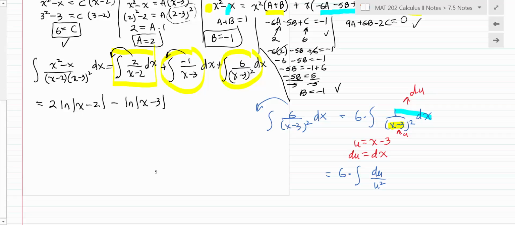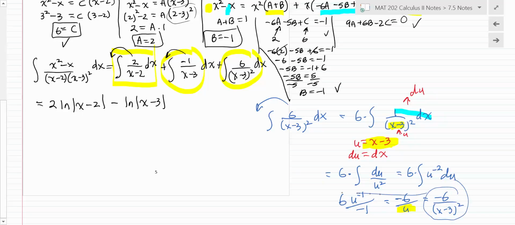How do you integrate something like that? It's not a logarithm. Bring that u to the second up top, right? So you're going to have 6 times the integral of u to the negative 2 du. That's a power rule integral, so you have 6 times u to the negative 1 over negative 1. That will just be negative 6 over u. Your u value was x minus 3, so that plugs back in to give you negative 6 over x minus 3. So that's the value of that last integral.